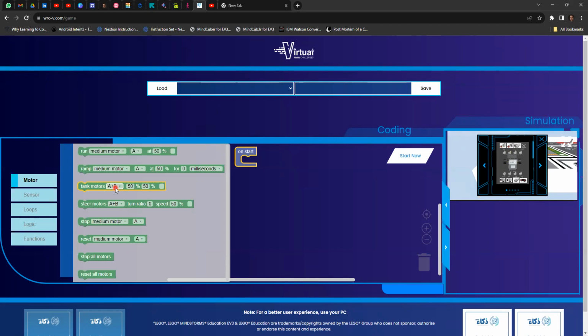If we want to move the robot, we'll use the tank motor. Yes, but it's not defined as tank motor here. You mean this one? Yes, use on tank motors. Tank is like moving the robot like a tank. It moves two wheels together at the same time, or I can change the power of one of the motors to be different from the other.